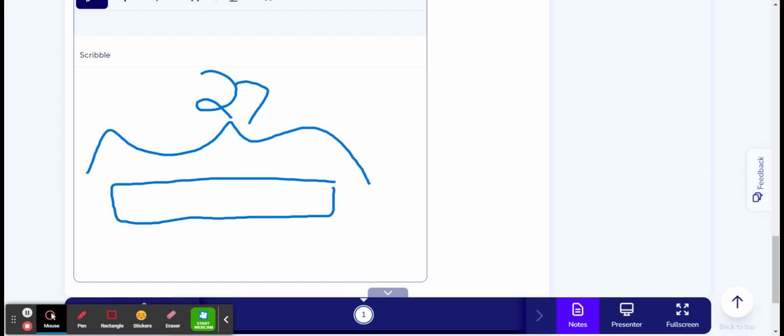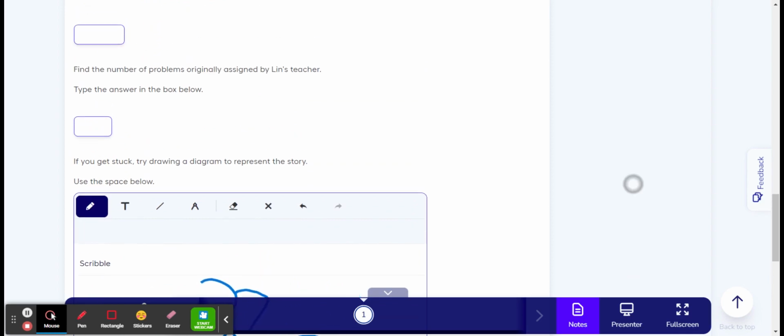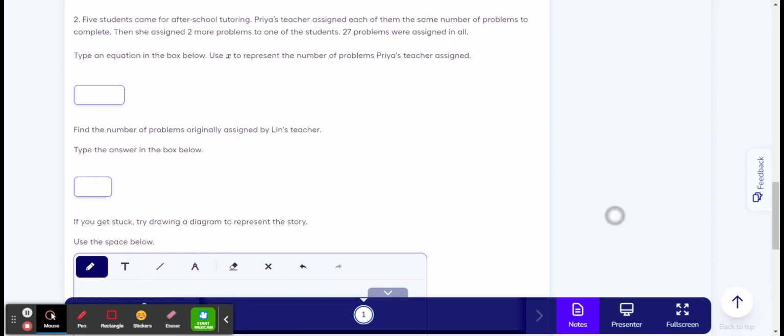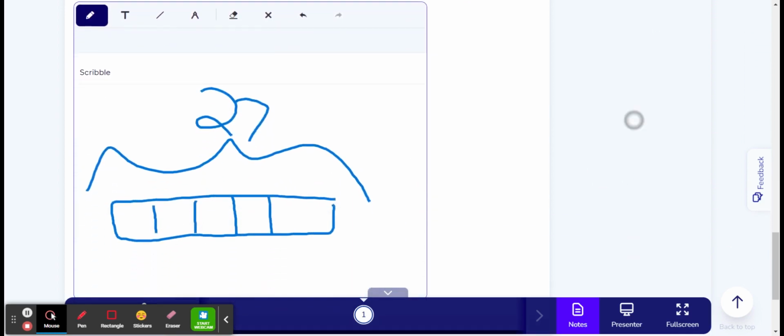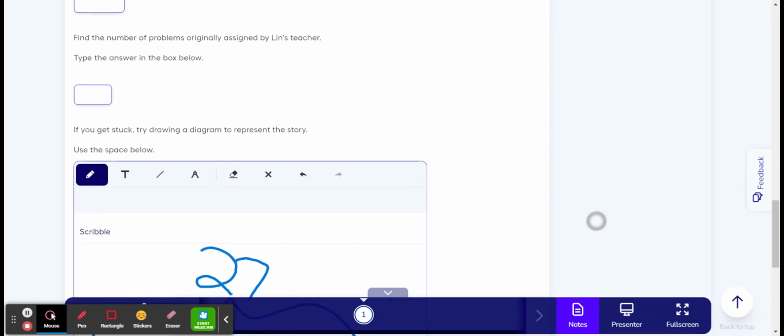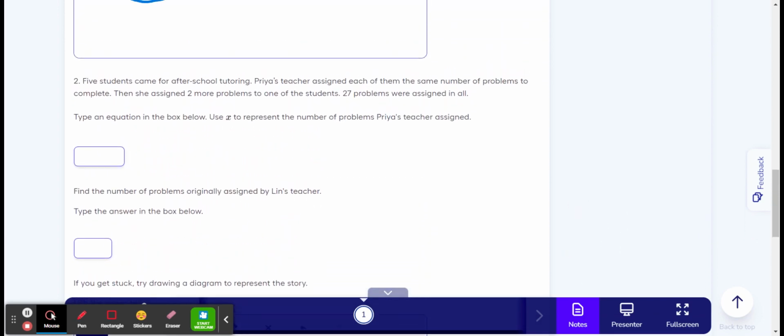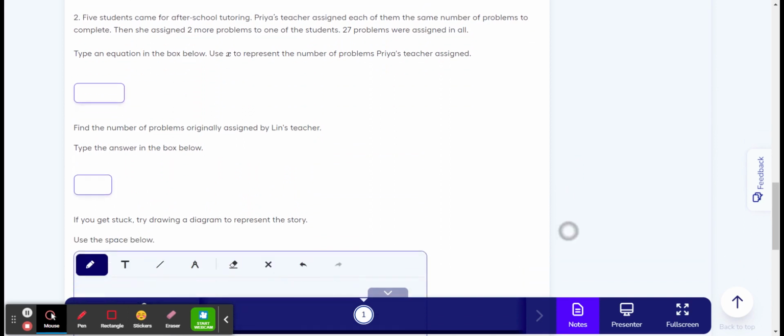Some of you all might be thinking, wait, 1, 2, 3, 4, 5. Each student is going to have the same amount of problems. X to represent the number of problems. So I'm going to put an X in each box. X, X, X, X, X. But then wait, there's something else I'm missing. Remember this up here. She assigned 2 more problems to one of the students.